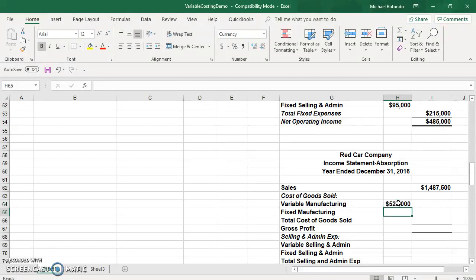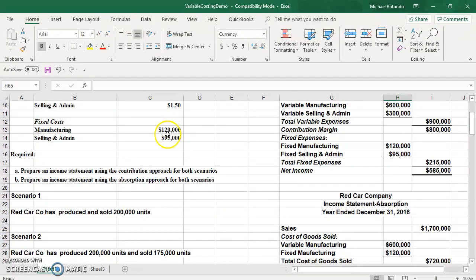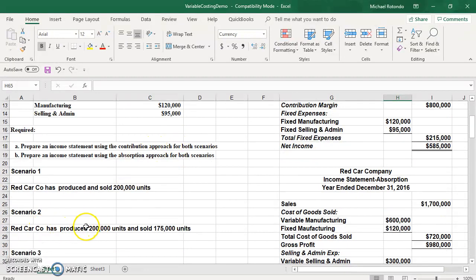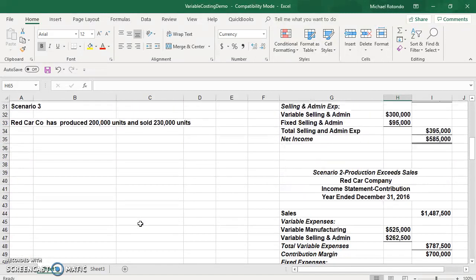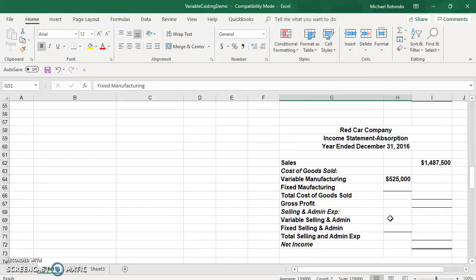Our fixed manufacturing, however, is going to be different now, okay? Because what we're going to have to do now is take our $120,000 and divide it by the 200,000 units we produced, and that will give us a cost per unit, and then we have to multiply it by the number of units we sell. So that's where the cost here, which under absorption costing is a product cost, is getting absorbed into cost of goods sold. Whereas in the contribution margin income statement under variable costing, this would be a period cost. So let's see what we come up with.